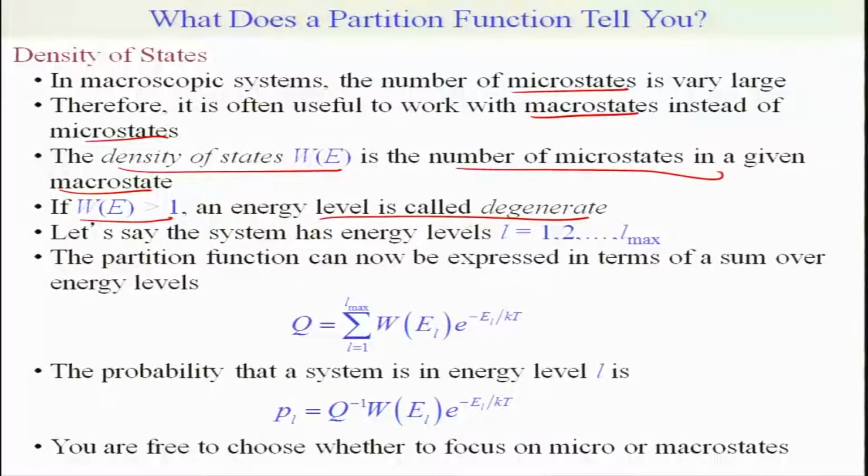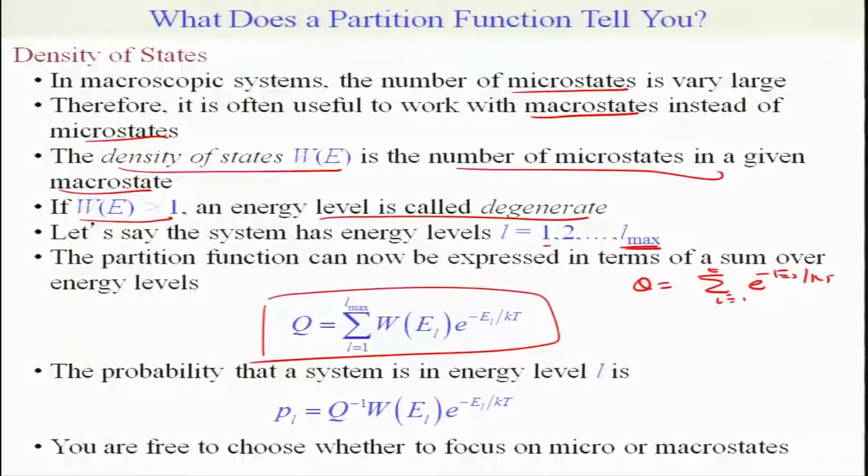So, let us assume that the system has energy levels from 1 to L max. Then the partition function, where we wrote simply Q is equal to the summation over I, where I is all possible states, you can now rewrite this expression as a sum over energy levels, where W is basically the number of degenerate states corresponding to each energy level.